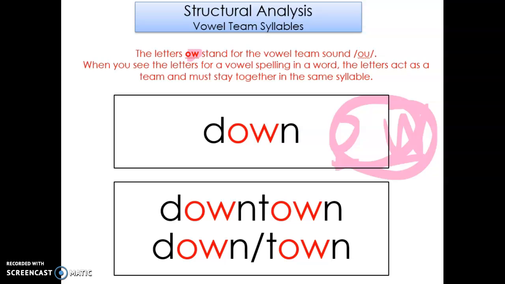So here we have the word down. We have the ow sound in the middle of that word. We use those two together because they are working as a team. Okay, same thing here. We have the word down with our ow sound, and we have the word town with our ow sound. We say those sounds together like ow. So we have the word downtown.